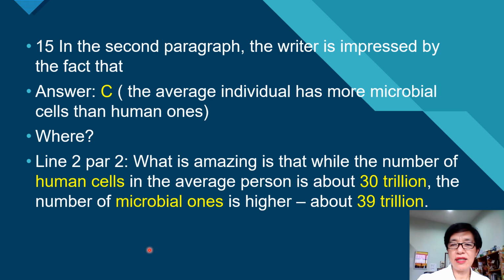Question 15. In the second paragraph, the writer is impressed by the fact that, the answer is C. Where do you find the answer? It's in paragraph 2, line 2. How many cells are there in the average human person? There are 30 trillion, but the number of microbial ones is higher, about 39 trillion. It says here, has more microbial cells than human ones.